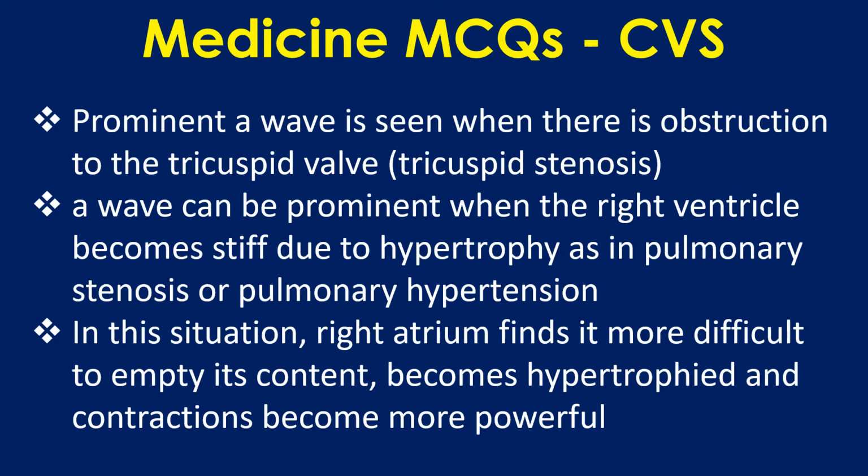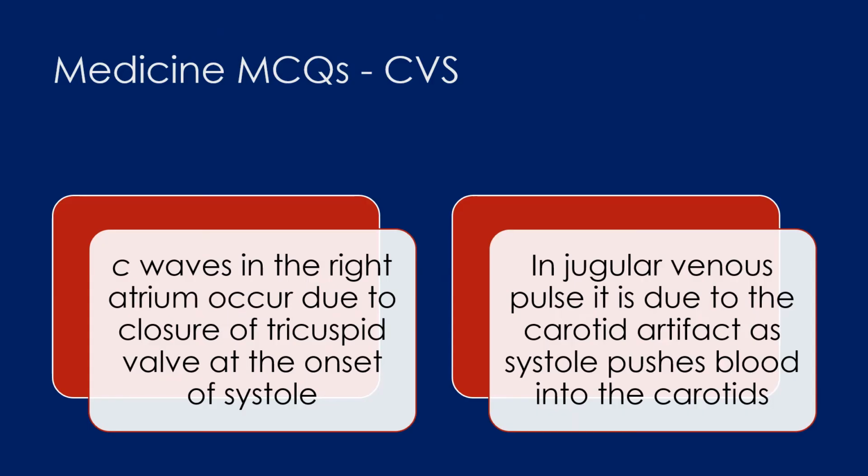A wave can be prominent when the right ventricle becomes stiff due to hypertrophy, as in pulmonary stenosis or pulmonary hypertension. In this situation, the right atrium finds it more difficult to empty its content, becomes hypertrophied, and contractions become more powerful. C waves in the right atrium occur due to closure of the tricuspid valve at the onset of systole. In jugular venous pulse, it is due to the carotid artifact as systole pushes blood into the carotids.